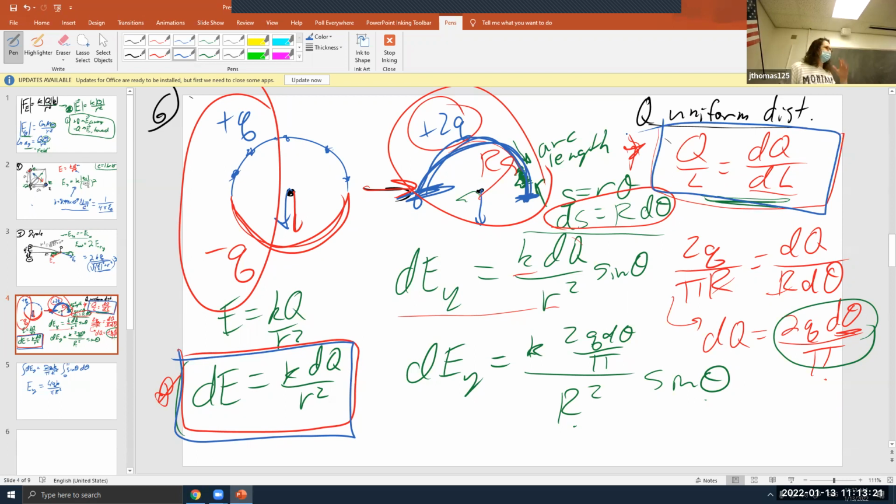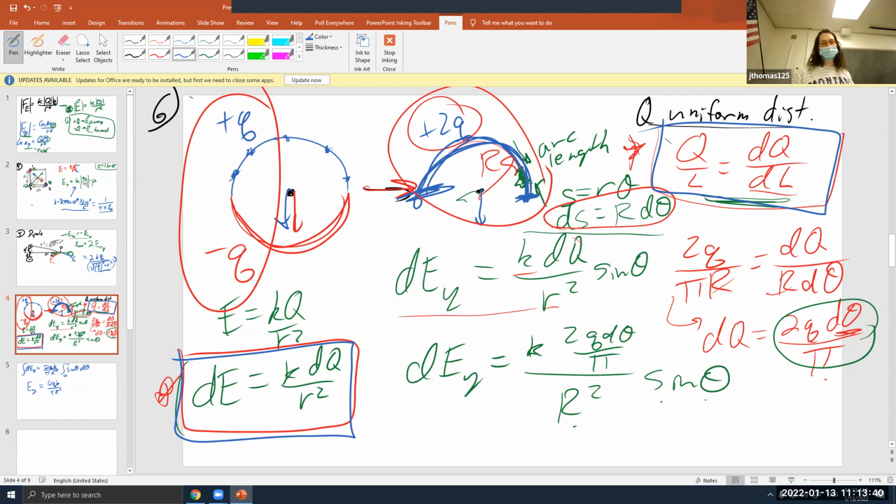What I want to do is I don't want to integrate over Q. I know I'm going to integrate over something to do with space. So I want to integrate over an X, a Y, an R, a theta, something like that. So this equation is the one that will enable us to do that substitution. Before I do that, though, I'd like to look at some symmetry, see what stuff cancels out.